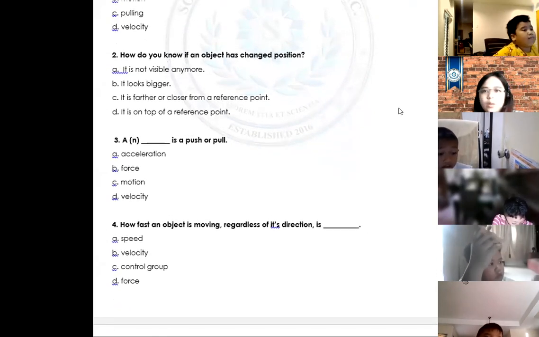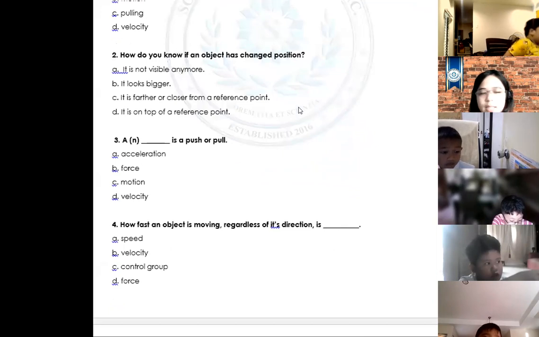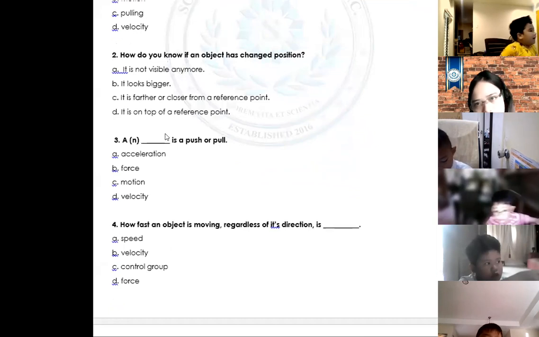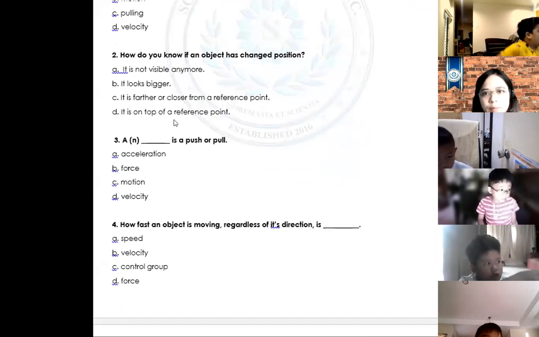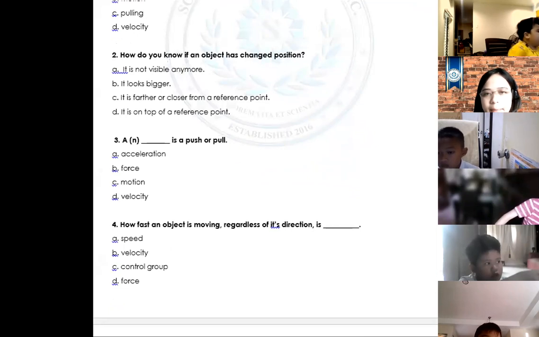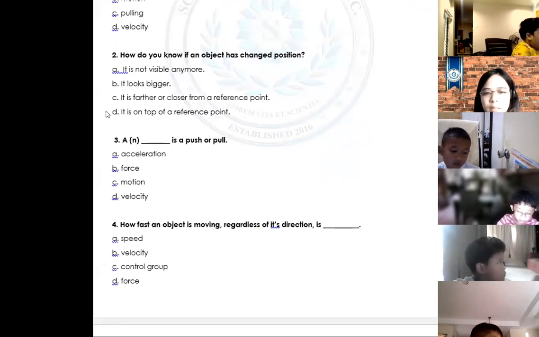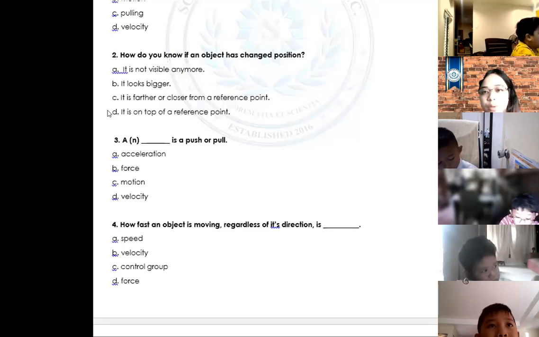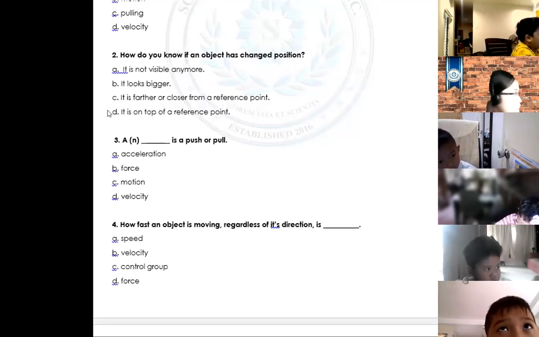Number 2, how do you know if an object has changed position? A, it's not visible anymore. B, it looks bigger. C, it is farther or closer from a reference point. Or D, it is on top of a reference point. So how will you know that an object has changed position?